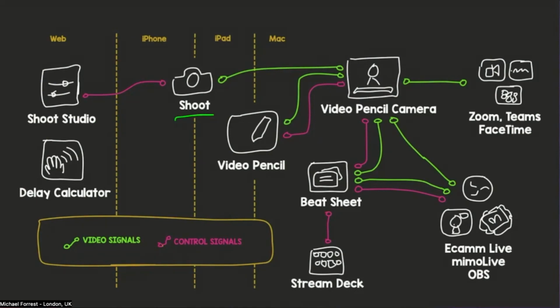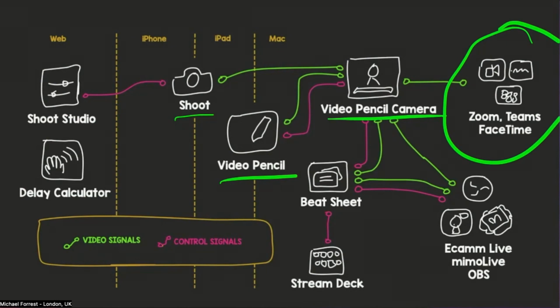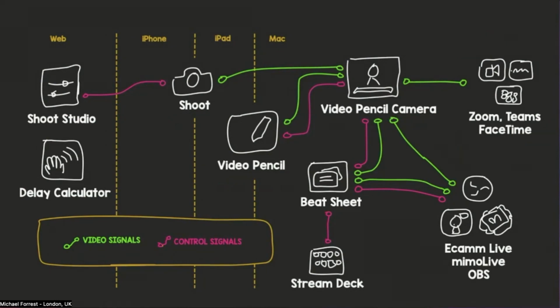So we've got Shoot and Video Pencil Camera. This gives you stuff you can connect to Zoom and Teams, but if you want to get advanced, you can drive your Zoom and Teams this way. You've got all this control flow connecting. BeatSheet can also trigger something in here as well. Shoot Studio, it could trigger a scene.